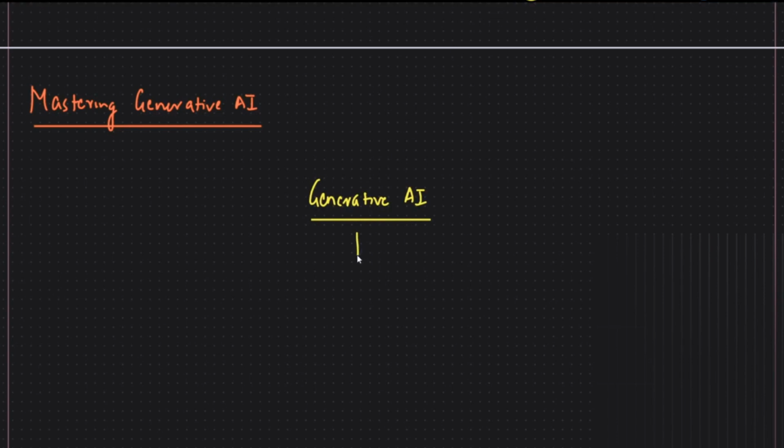Now with respect to generative AI, first of all, I really want to talk about prerequisites. Prerequisites are the most important thing. If you skip them, trust me, it becomes very difficult to crack the interview.